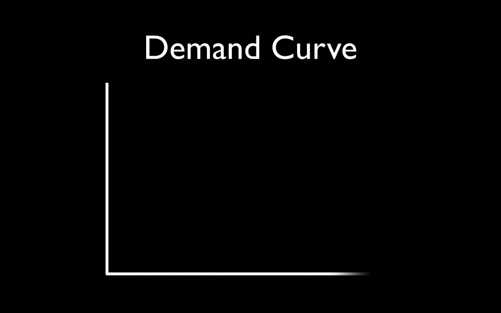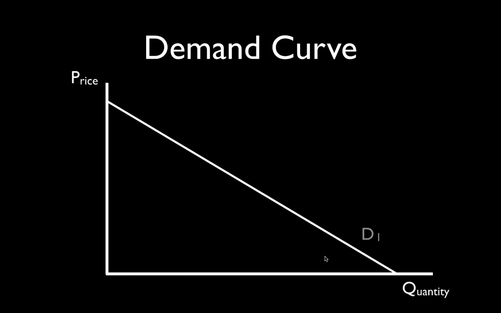So we have to learn how to draw a demand curve. So we have two axes. Price is on the vertical one, and the quantity demanded is on the horizontal one. We have a downward sloping demand curve showing the law of demand, and we're going to express that again.